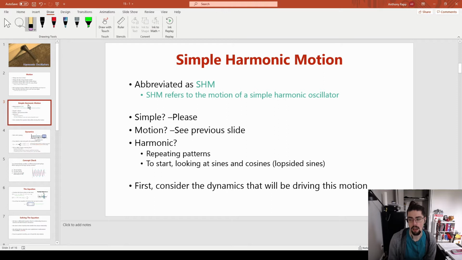A harmonic oscillator, simple harmonic motion, means that it's going through the same motion over and over and over again. It's not changing where it's at. It's not going from A to B. It's moving back and forth at the exact same pattern every single time. Most of the time, what is our favorite repeating pattern?